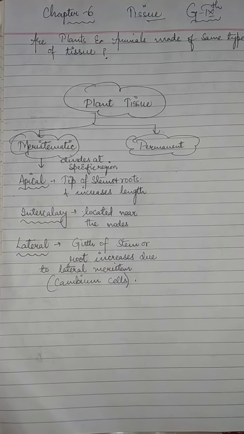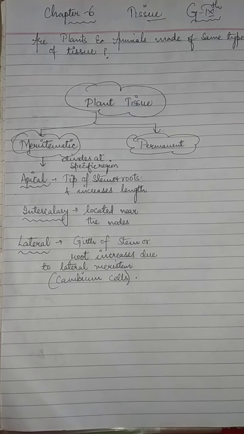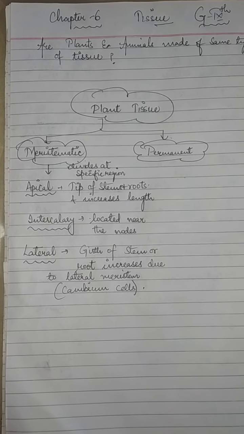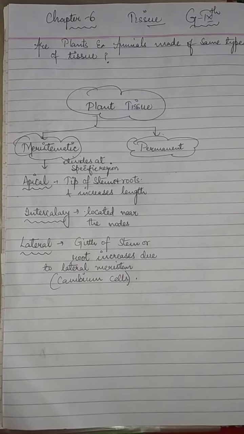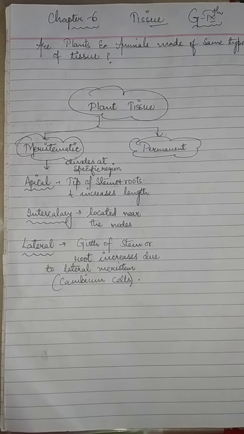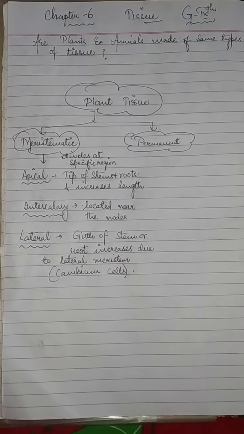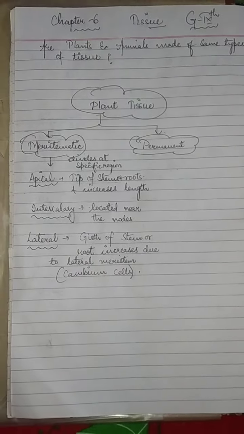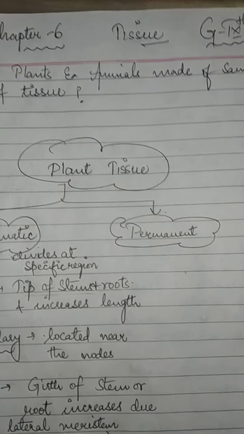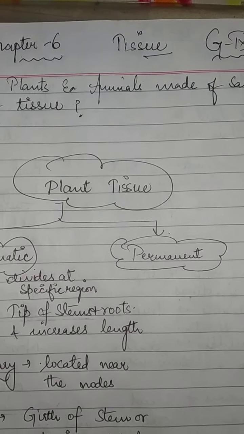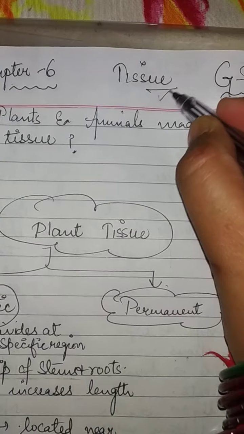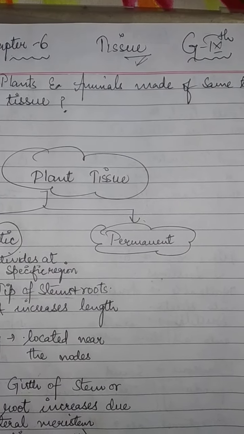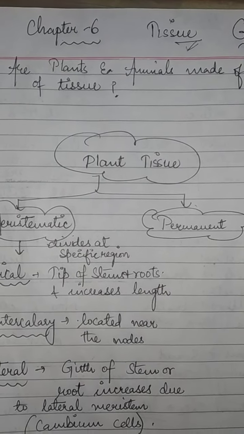Now grade 9. We will move to chapter 6. Name is tissue. As we have already discussed about the cell in the previous chapter, lesson number 5, the fundamental unit of life. That is, it is the fundamental structural and functional unit of our life, the building block of life. So when we combine the cells, a group of cells that perform a particular function, that is called tissue. So in this chapter we will discuss plant and animal tissue in detail.